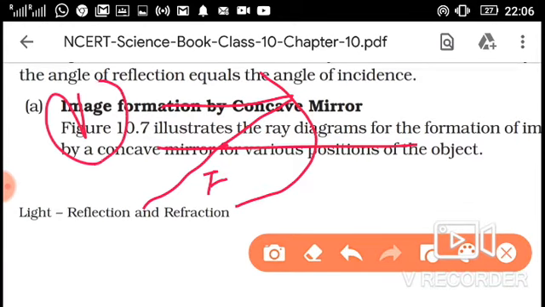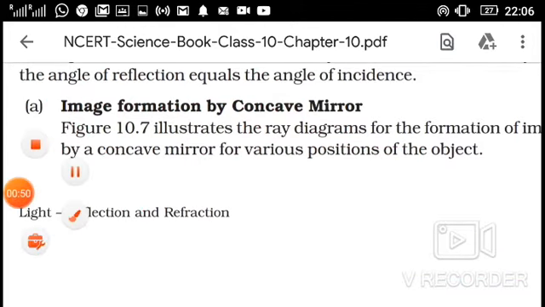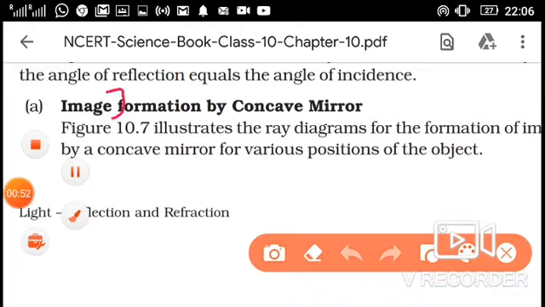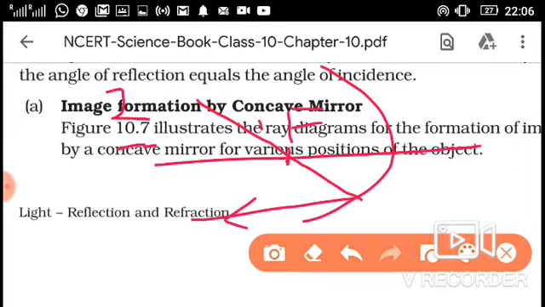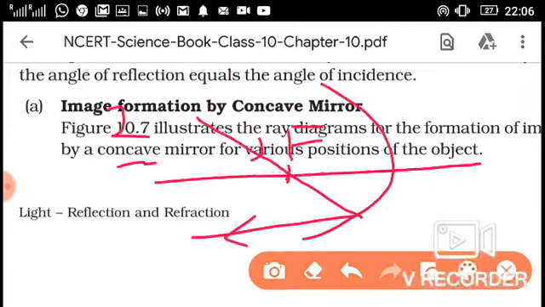That is the first rule. Okay, and in case of convex mirror it appears to pass or meet at a focus. Then the second rule, that is if a ray passes through principal focus then it becomes parallel to principal axis after reflection. Okay, this is the second rule.